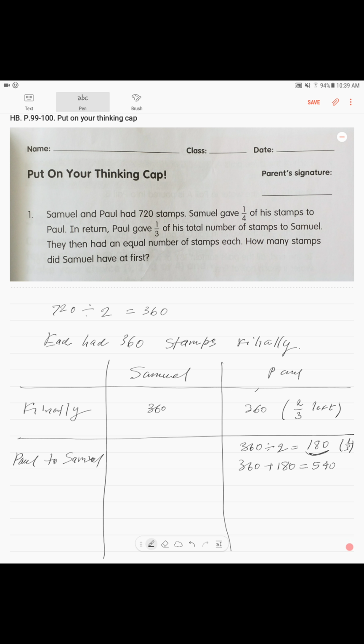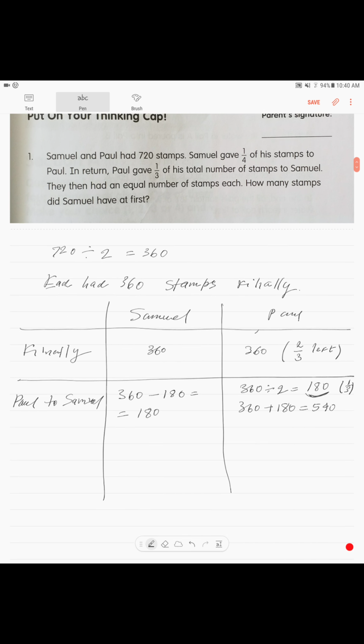So for Samuel, he had 360. We are taking back this same 180, and 180 is left. All right, this is our second step. Now let's check lastly. Samuel gave 1/4 of his stamps to Paul. So they got these two numbers. What does that mean? It means if he gave 1/4, this is his 3/4. 3/4 left.